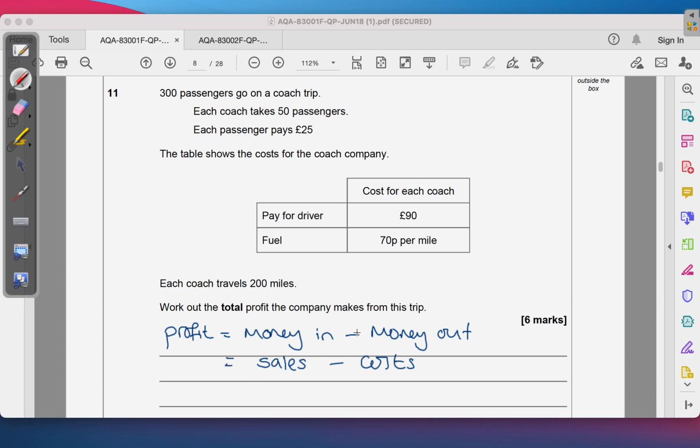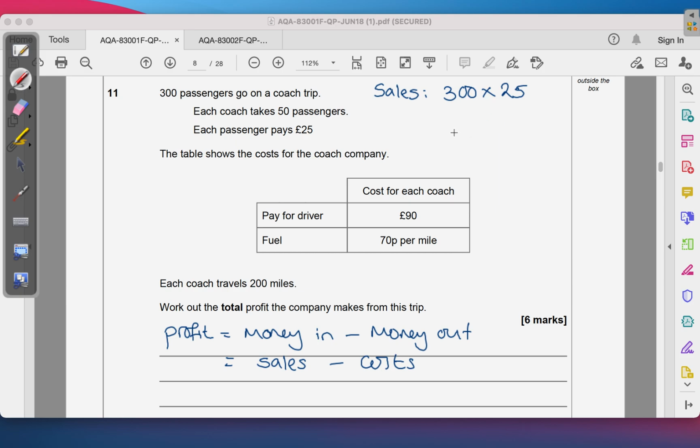Sales minus costs. So let's work out the sales first. Sales is going to be the number of passengers times by the cost per passenger. So it's going to be 300 times by 25. That's the money in.